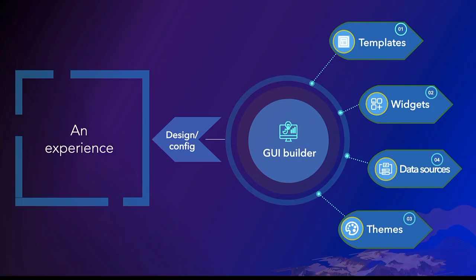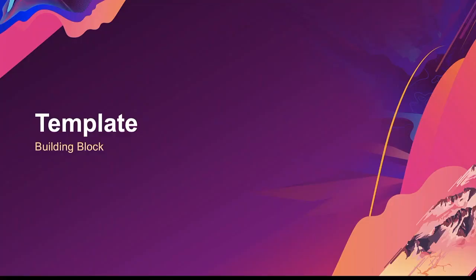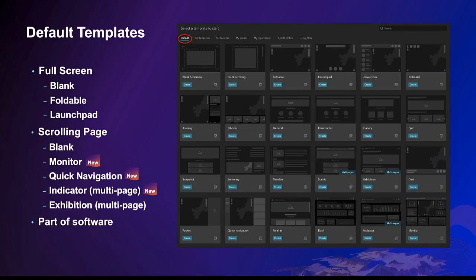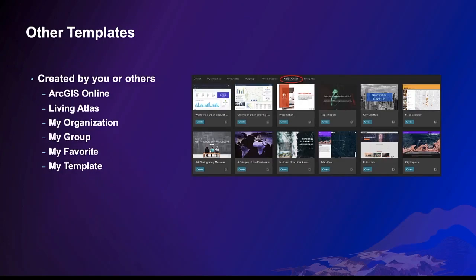Thanks, Ken. You can configure in Experience by assembling these blocks together: template, widget, data source, and theme. Configuring in Experience starts with a template. There are 2 types of templates. The full screen is for web apps and scrolling page for web pages. There are many default templates you can choose from. You can also get started with other templates from online, My Organization, etc.